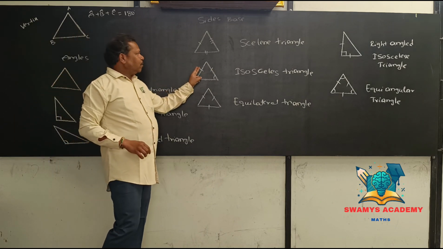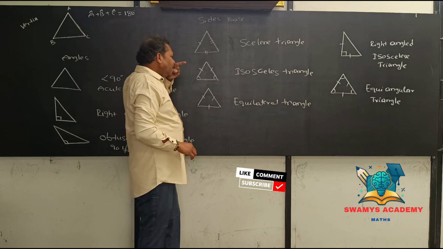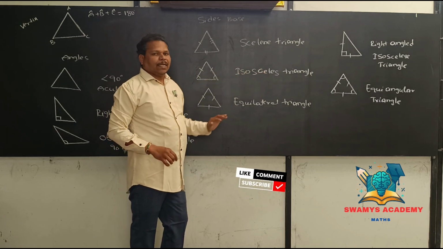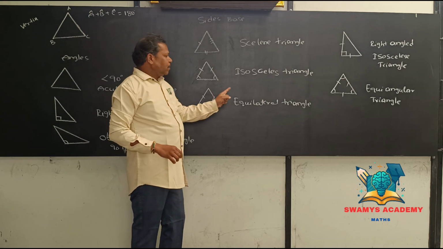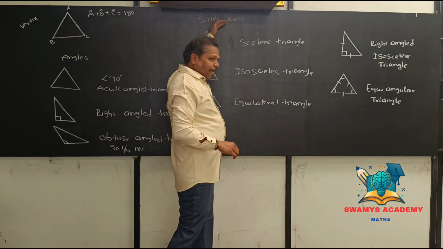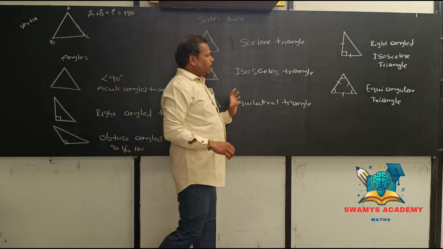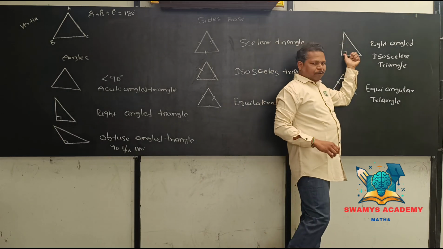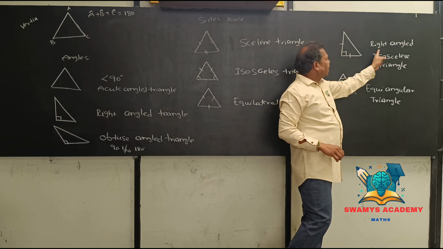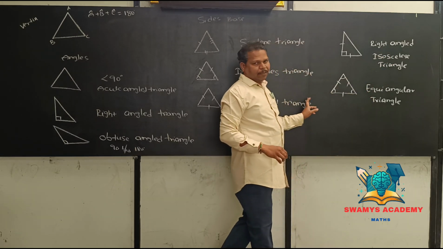If all three sides are different, that is called a scalene triangle. Any two sides equal, that is called an isosceles triangle. All the sides equal, that is called an equilateral triangle. This is sides-based, this is angle-based, and when both are mixed, two sides are equal as well as one angle equals 90 degrees, that is called a right angle isosceles triangle. Thank you.